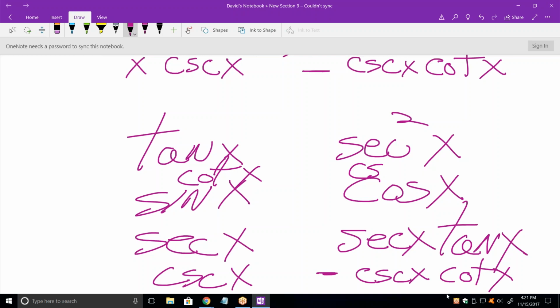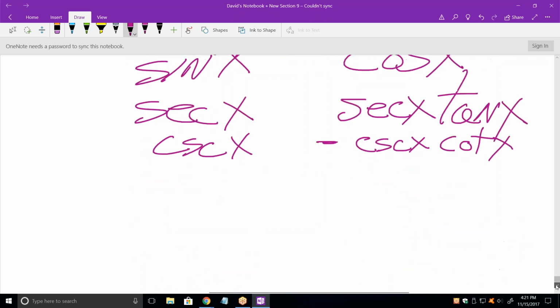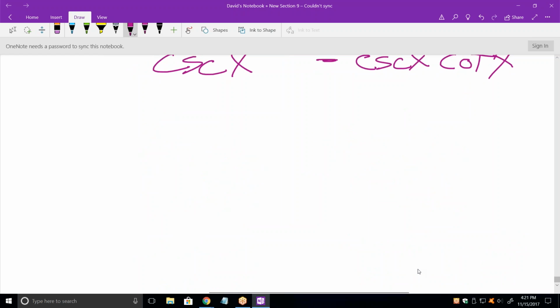Cosecant squared, or negative cosecant squared. Perfect. You got them. That's it. The only other ones that are super important for you to memorize are the derivative of natural log. In other words, if y equals natural log of x, what's y prime?